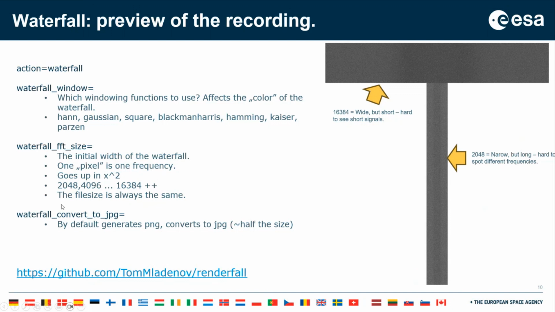And then speaking of size, there is also a flag to convert the waterfall to JPEG. I leave it on by default, but maybe you want to turn it off. The PNG weighs about 20 megabytes for a 100 megabytes recording. And the JPEG weighs about half of that, about 8 to 10 megabytes.